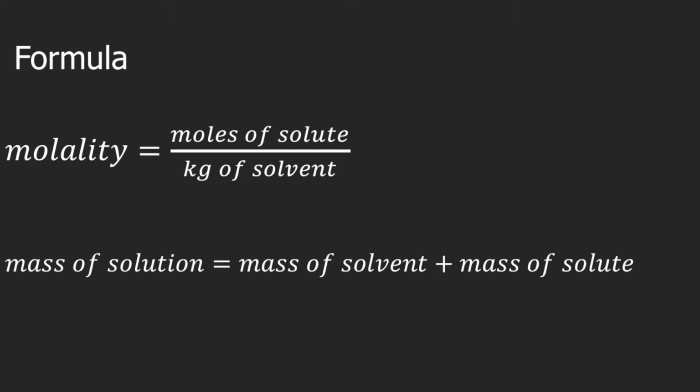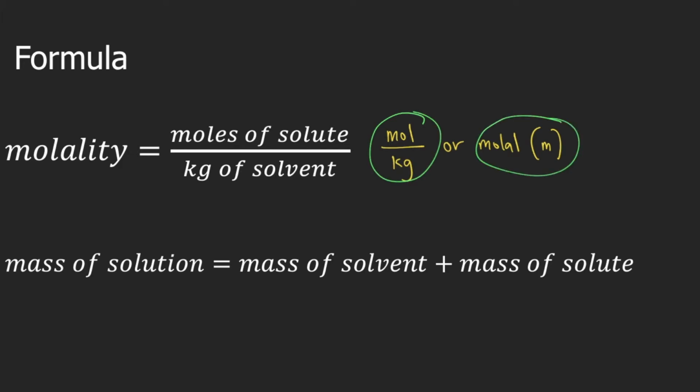You only need to take note of 2 formulas. The first one is the formula for molality. Molality is equal to moles of solute divided by kilograms of solvent. So the unit for molality is moles per kilogram or mole per kg. Or this is also known as molal, and the symbol is lowercase m. So mole per kg and molal are just equivalent.